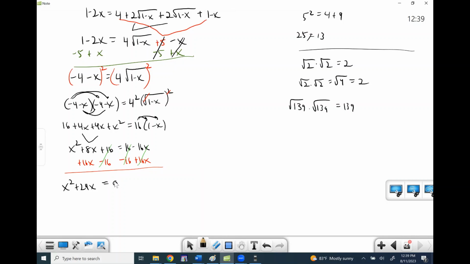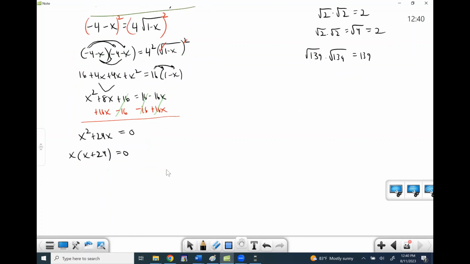Now, anytime that you have x squared and an x and no constant, it's not a trinomial. You're not going to factor in the usual way where you're going to use the x, okay? You're going to factor out the GCF. So I'm going to take out an x from both terms. And then we'll set each piece equal to 0. All right, so x equals 0. x plus 24 equals 0. So in other words, -24.